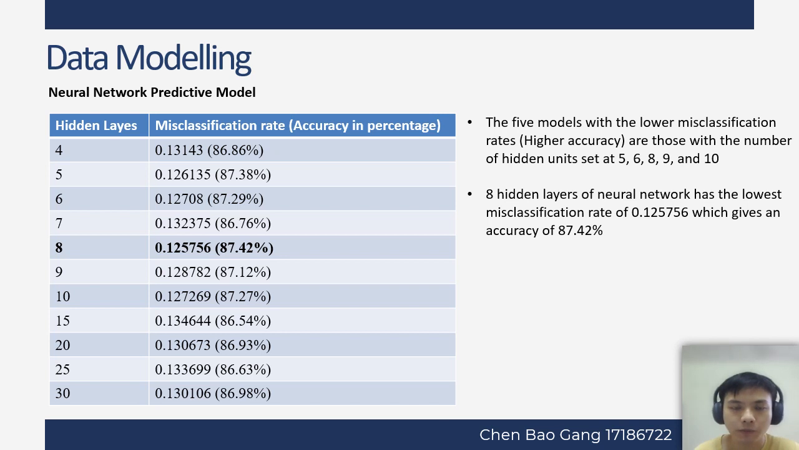Among the evaluated modules, the 5 modules with the lowest misclassification rate are those with the number of hidden units set as 5, 6, 8, 9, and 10. However, the misclassification rate of neural network nodes with 4, 7, 15, 20, 25, and 30 hidden layers is quite high. We also found that the 8 hidden layer neural network has a misclassification rate of around 0.1257, which gives an accuracy of around 87.42%.